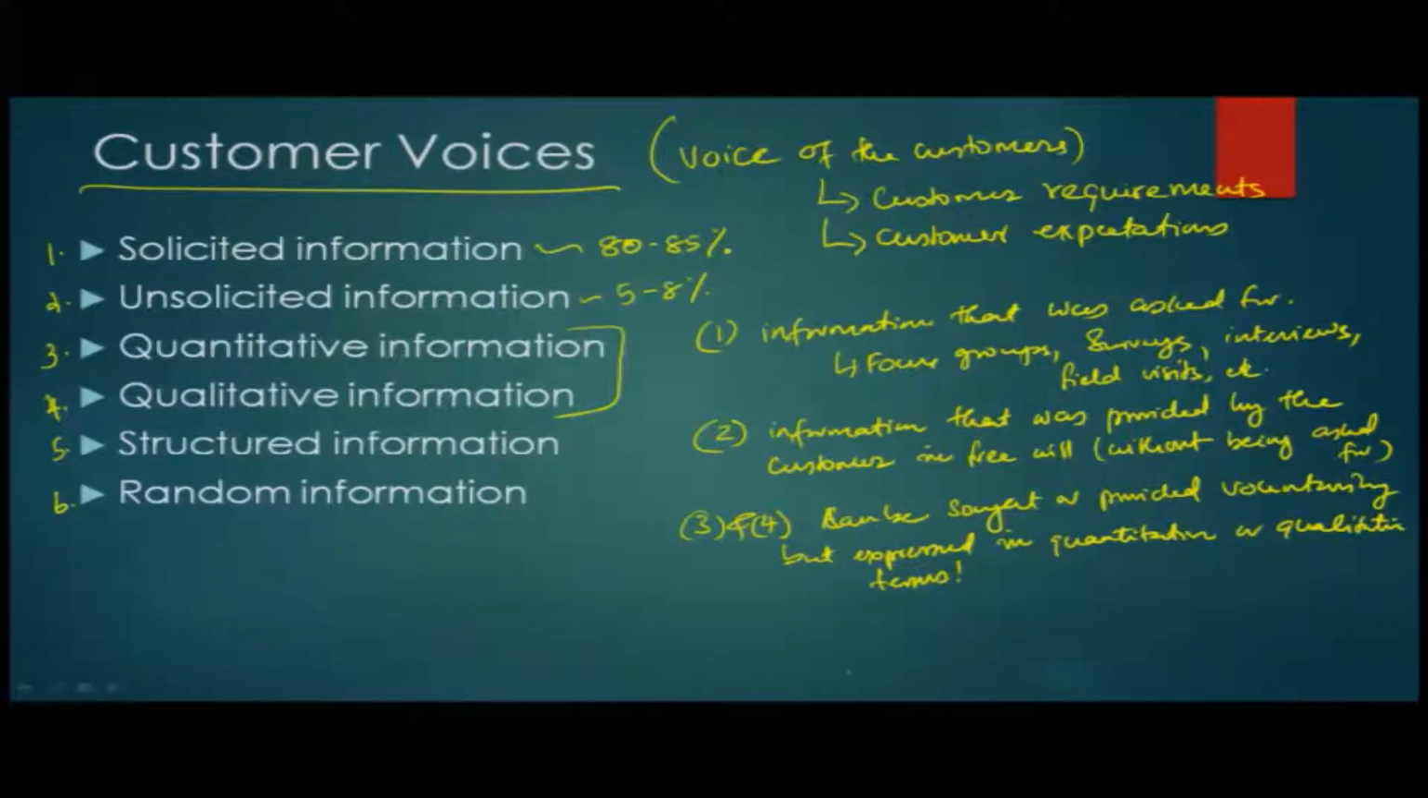So, one person saying that okay, I want to have a soft touch leather as the seat cover in the car, that is a qualitative information. And a quantitative information would be somebody saying that okay, 0 to 100 kilometer per hour in 3 seconds is the acceleration I require. That would be a quantitative information.